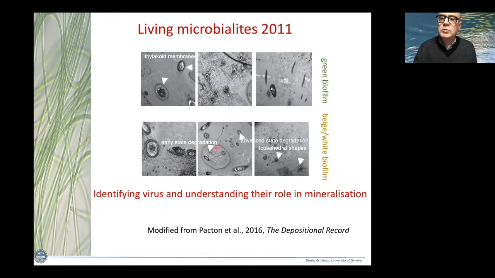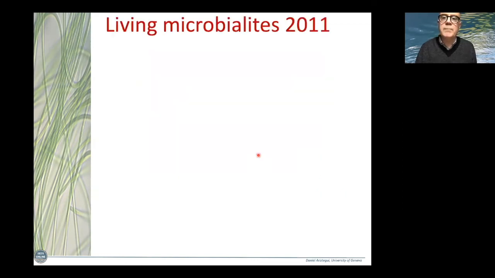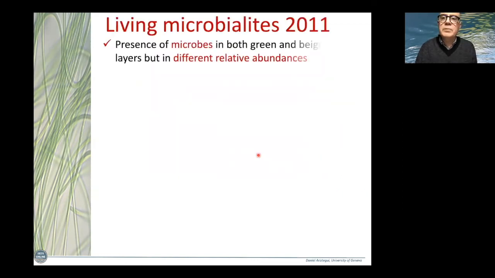In any case, what is important also, that maybe I forgot saying here, is that in the beige white biofilm we have a lot more sulfate reducing bacteria. So the green biofilm is mostly formed by cyanobacteria, while this one is formed mostly by this virus, degraded cyanobacteria and also sulfate reducing bacteria. So if I have to summarize, and notice that I wrote here microbialites from 2011, I will explain this to you later, why I wrote that.